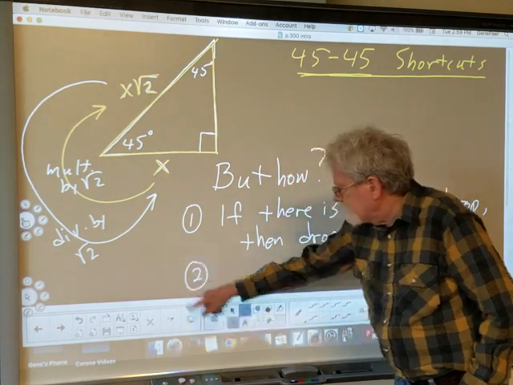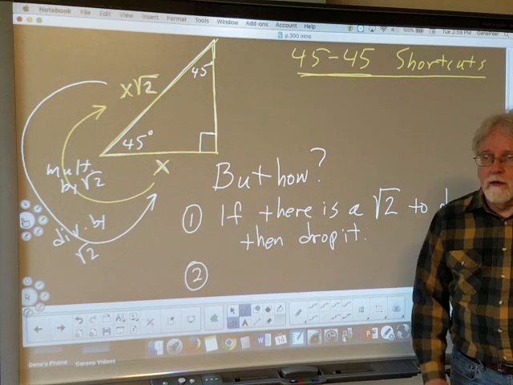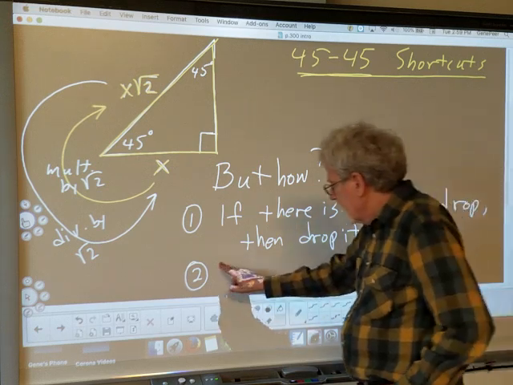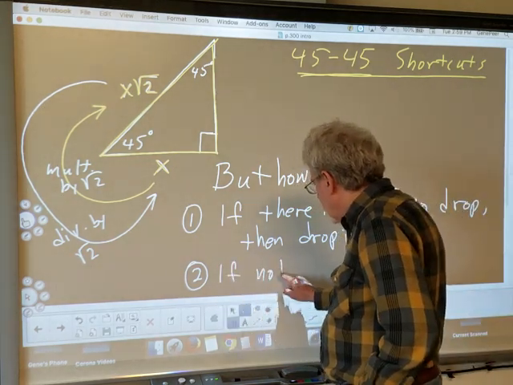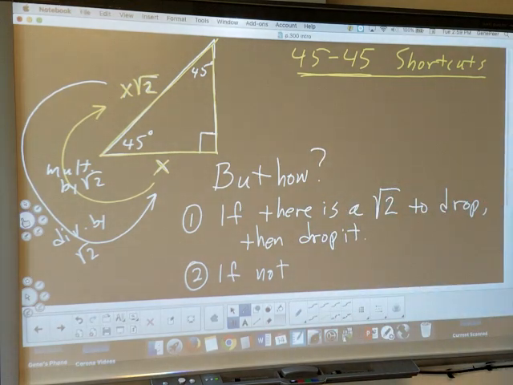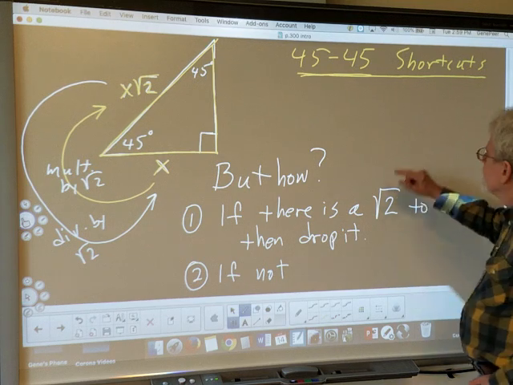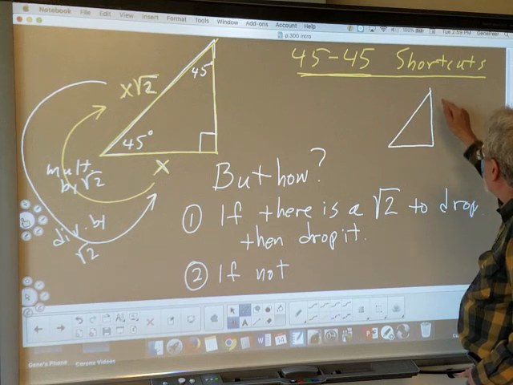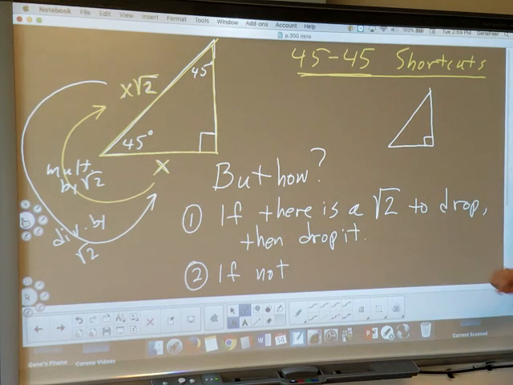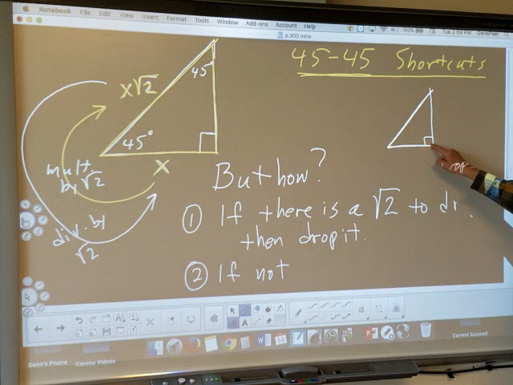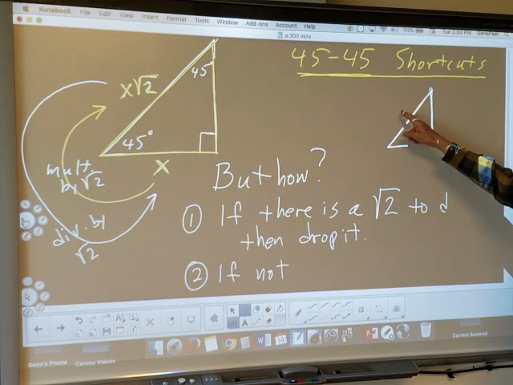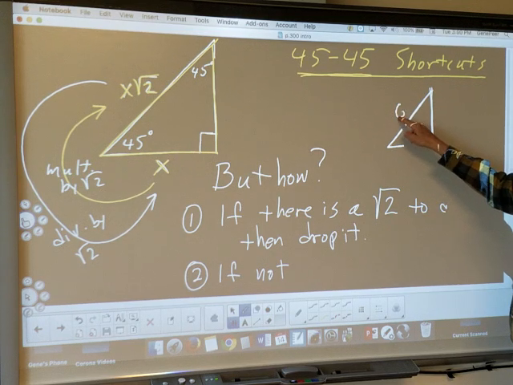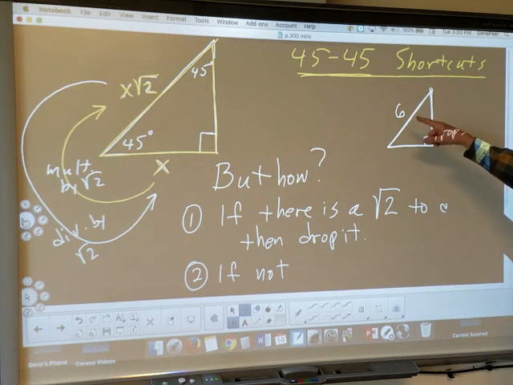Scenario number 2. What if there isn't a square root of 2 to drop? Oh, now that's different. If there is no square root of 2 to drop, then what in the world do you do? Well, let's see if we can develop a shortcut rule here. Let's just have an example over here. You may or may not want to copy this example down. Suppose the hypotenuse, instead of being something like 6 square root of 2, suppose it's just plain 6. How do you divide 6 by the square root of 2?